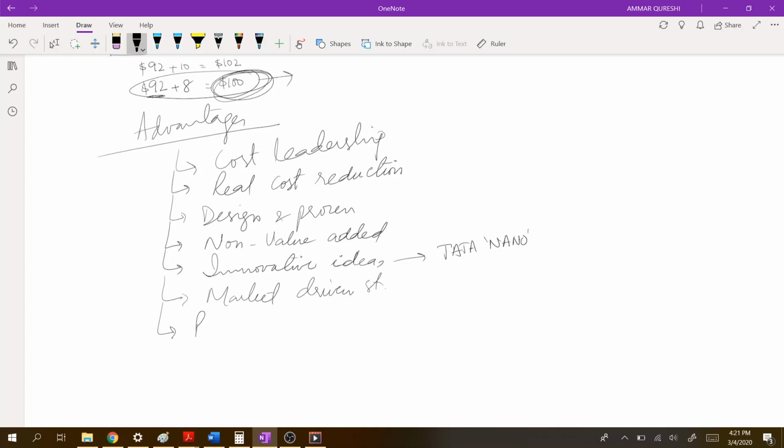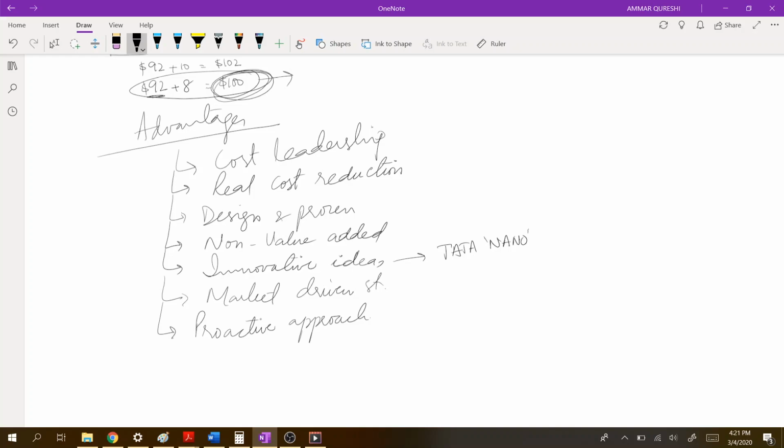Then there is a proactive approach, in the sense that cost reduction is done before the launch of the product, rather than saying, oh my god, my cost is continuously increasing, so let's reduce our cost. We try to reduce it before the launch of the product.